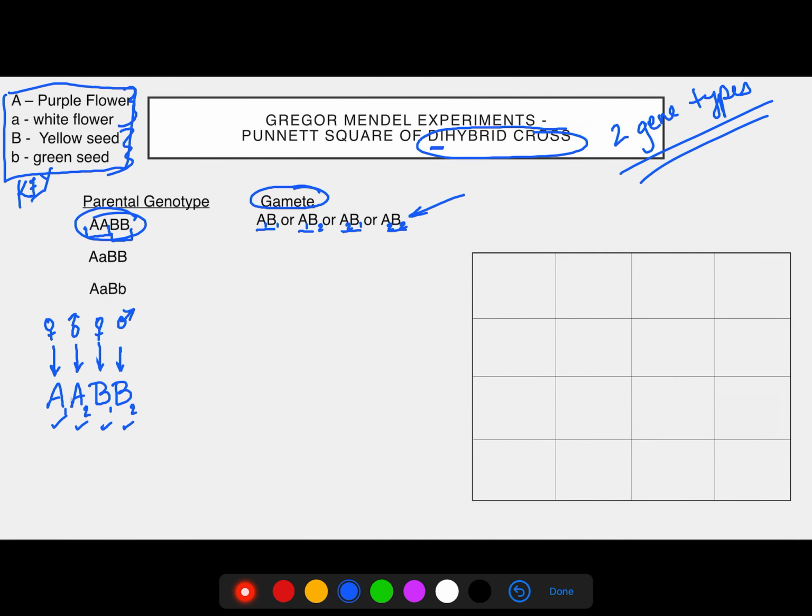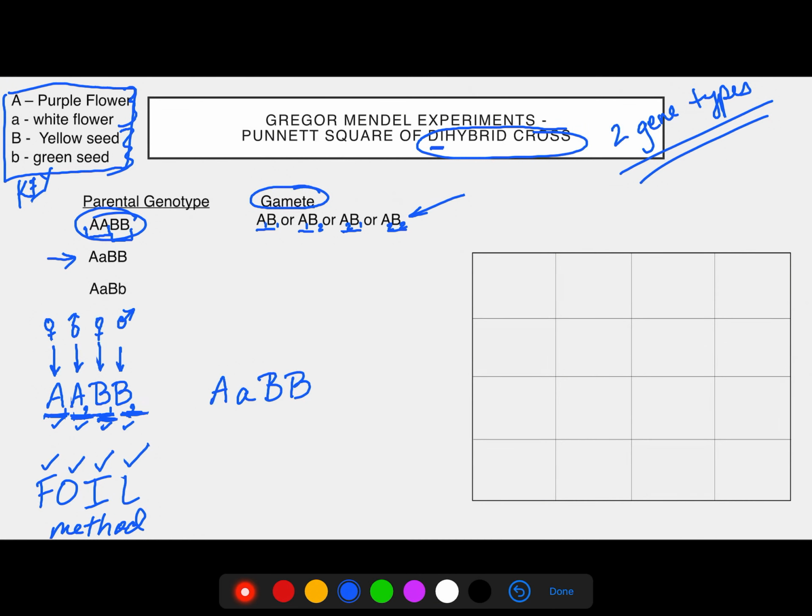A lot of times how I figure out how to do this, I use what I call the FOIL method, where I use the first two genes. This would be 1 and 1. I'll use the outside 1, inside, and then the last 2 and 2. So let's try that FOIL method with this second parent and see if we can figure it out. So it's capital A, lowercase a, capital B, capital B.